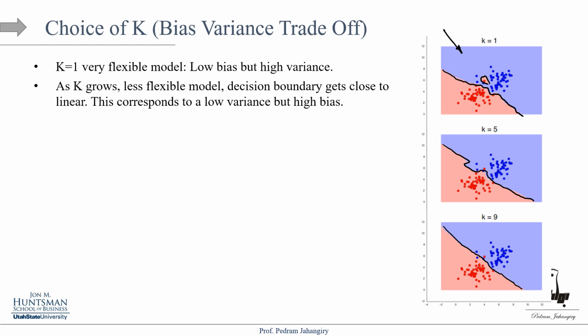And now let me ask you a quick question. What if k is equal to the number of train observations? Let's say in this example we have 36 red dots and 30 blue dots, so overall, n is going to be equal to 66. So what if k is equal to 66? What's the outcome of the model?